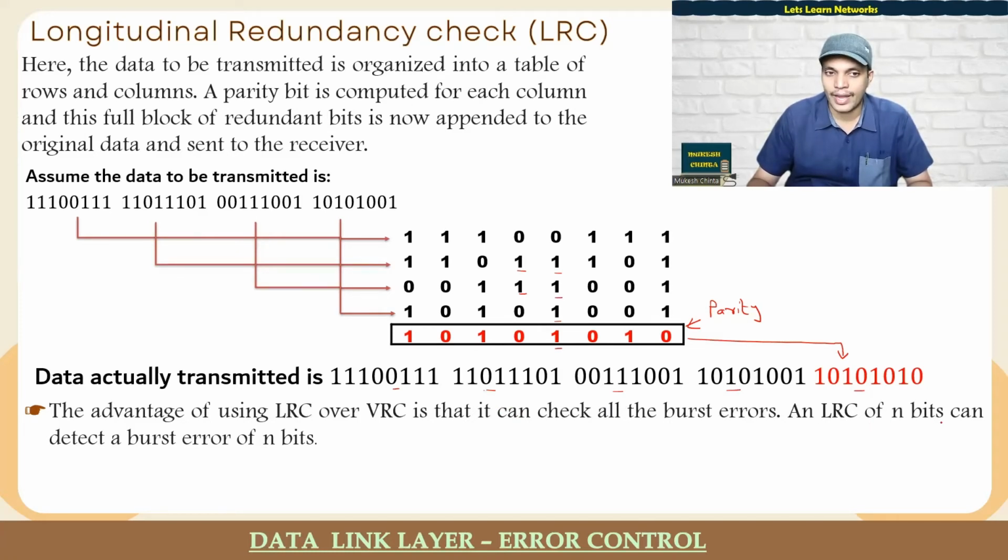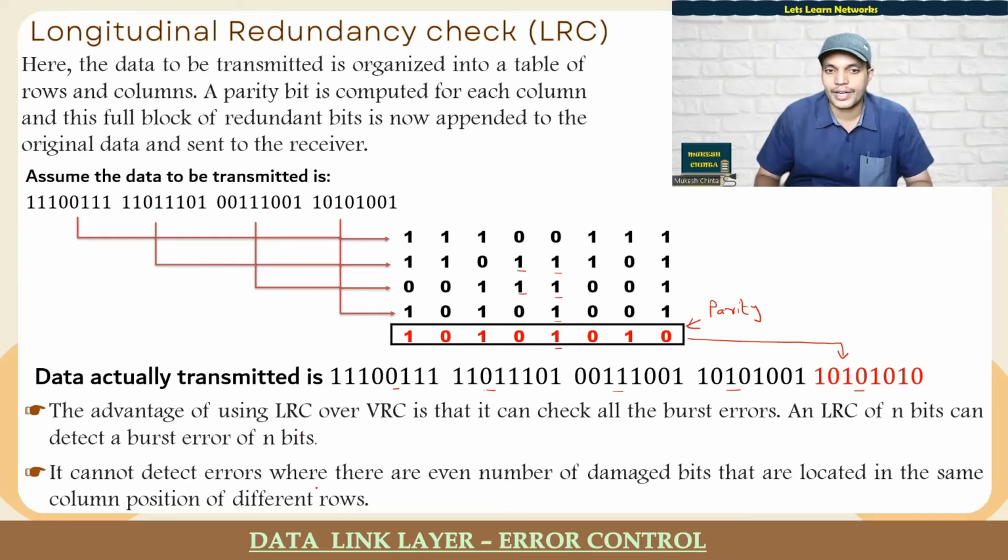An LRC of n bits can detect a burst error of n bits. So the number of bits that you add here, n, is nothing but the number of bits that we are adding as parity. So this code can actually detect a burst error of length up to 8. So if there is a burst length of 8 bits, this code can detect that particular error.